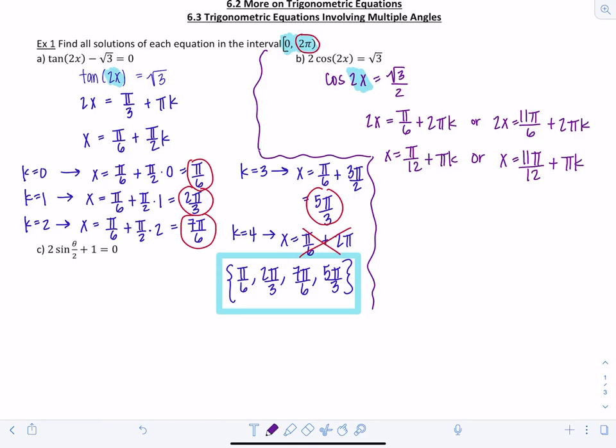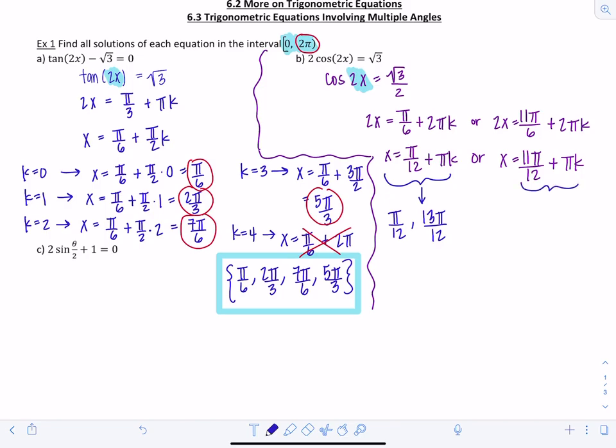Now from here, we're going to plug in values of k so that we can get all possible values of x that fall within 0 to 2 pi. So looking at this first equation here, if k is 0, then I just get pi over 12. And if k is 1, pi over 12 plus pi, that's going to be 13 pi over 12. I stopped there because if k is 2, that's already adding 2 pi to pi over 12. That's going to be bigger than 2 pi.